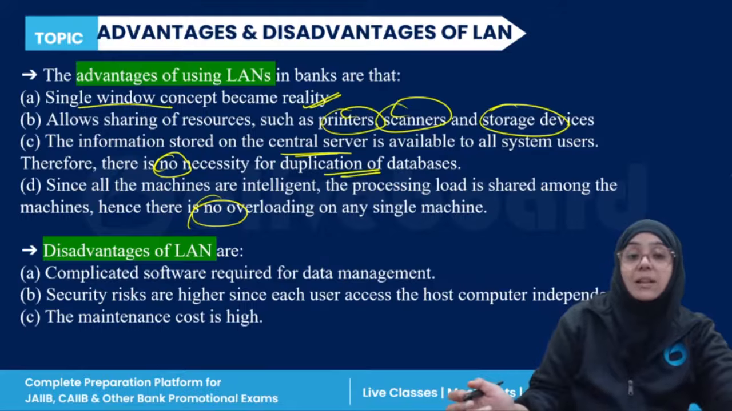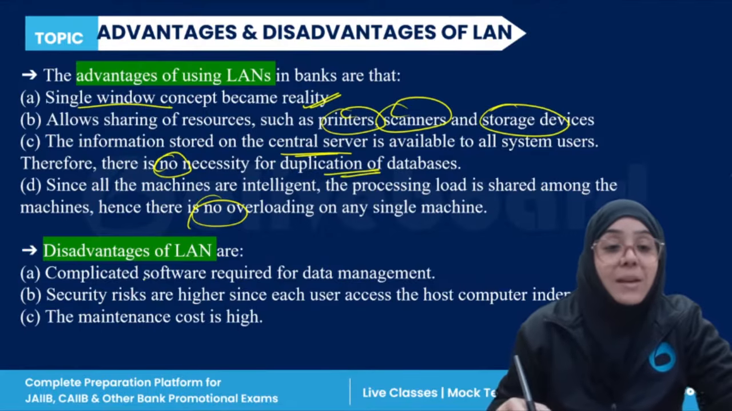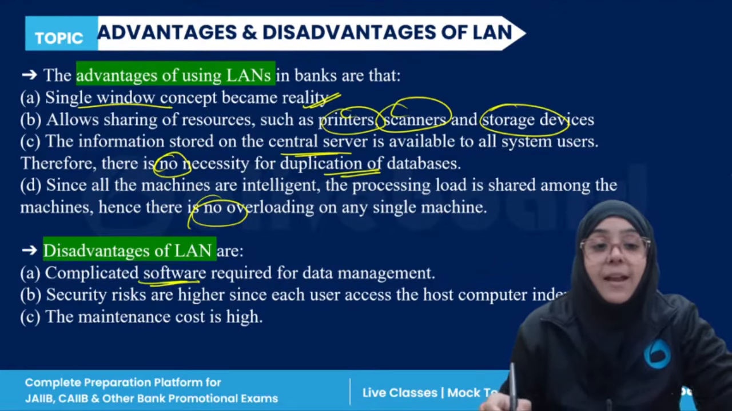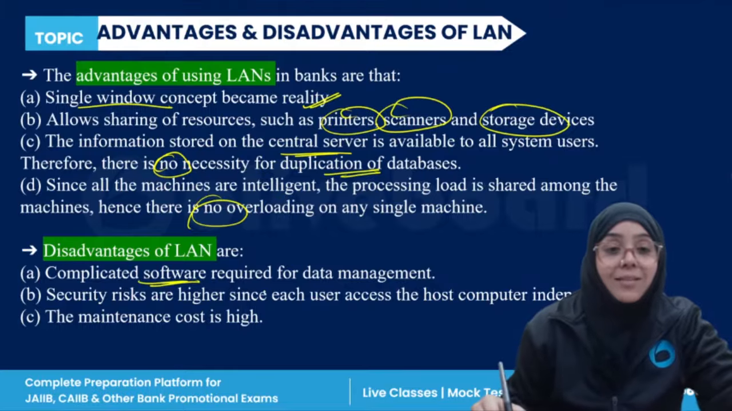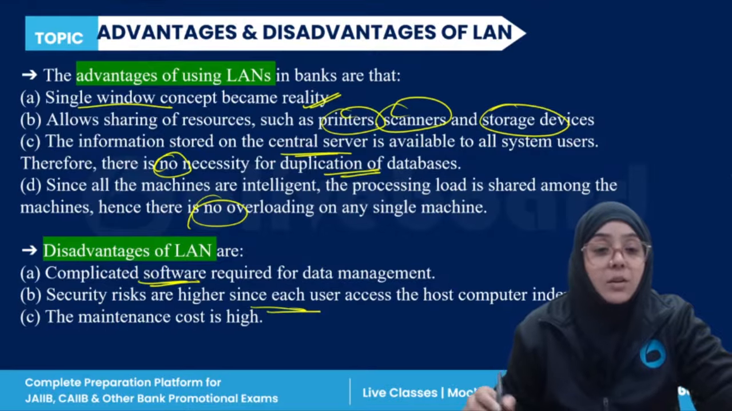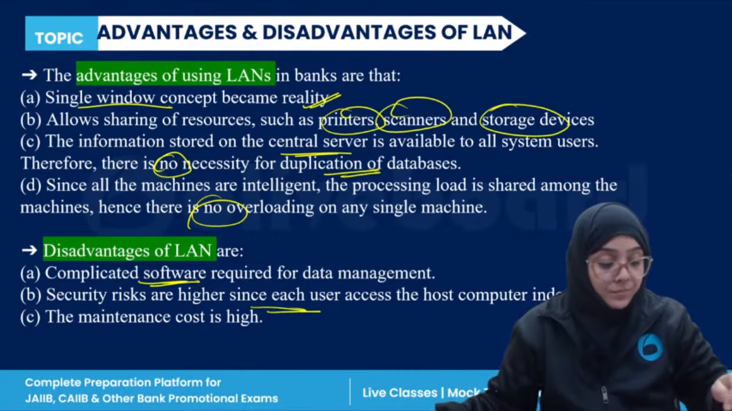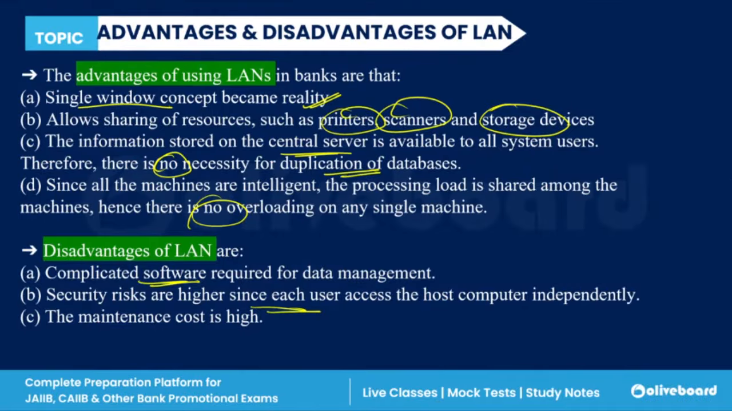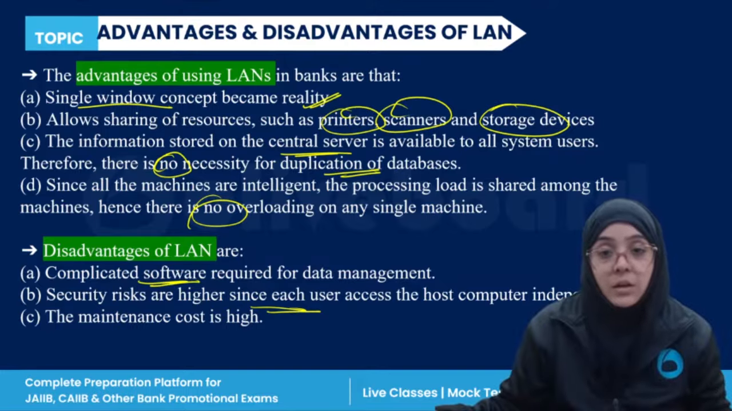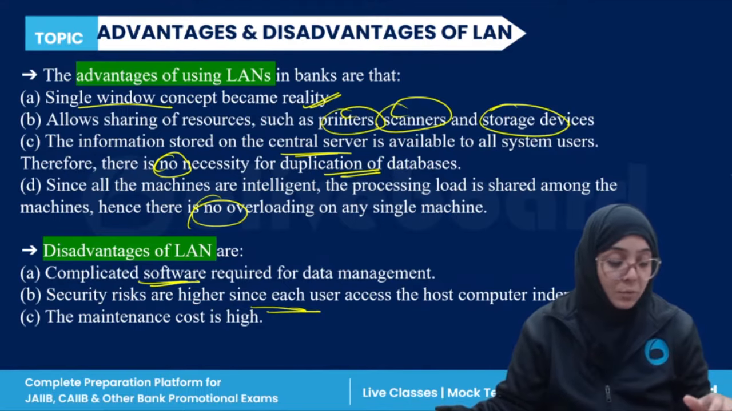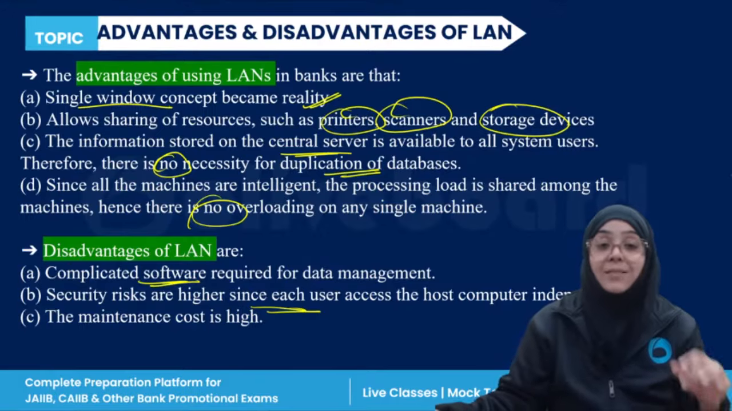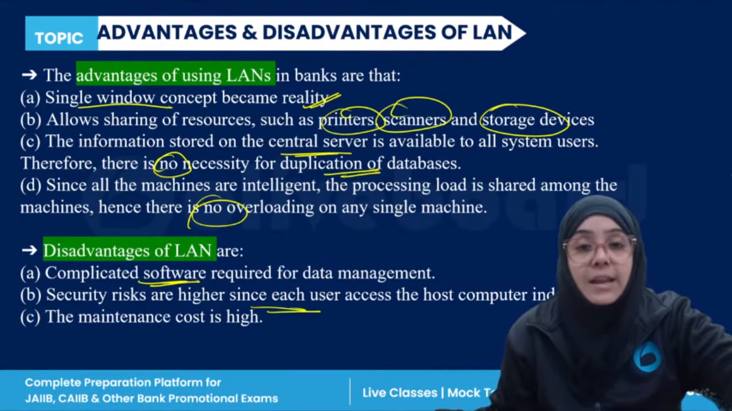Now what are the disadvantages of LAN? First, there is complicated software, right? Second, security risks are higher. And third, maintenance cost is very high. Okay, so these are some of the advantages and disadvantages of LAN, local area network.